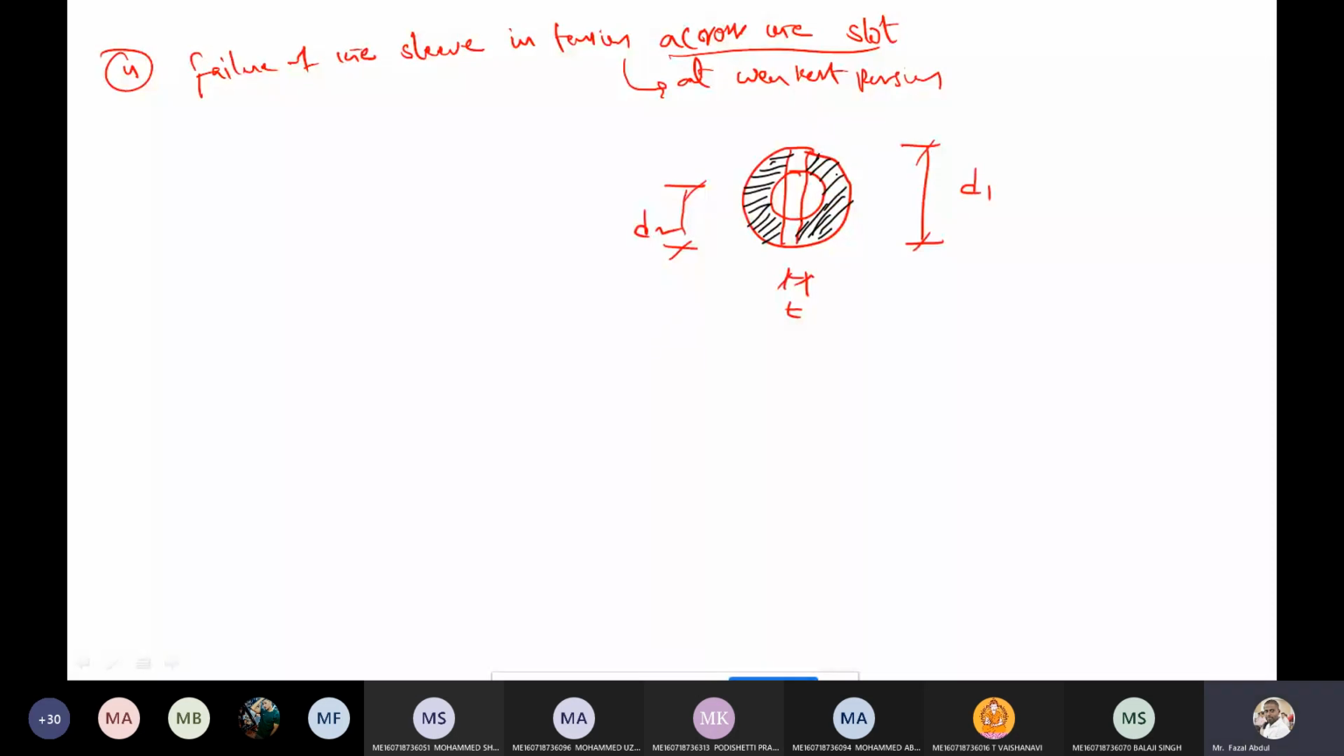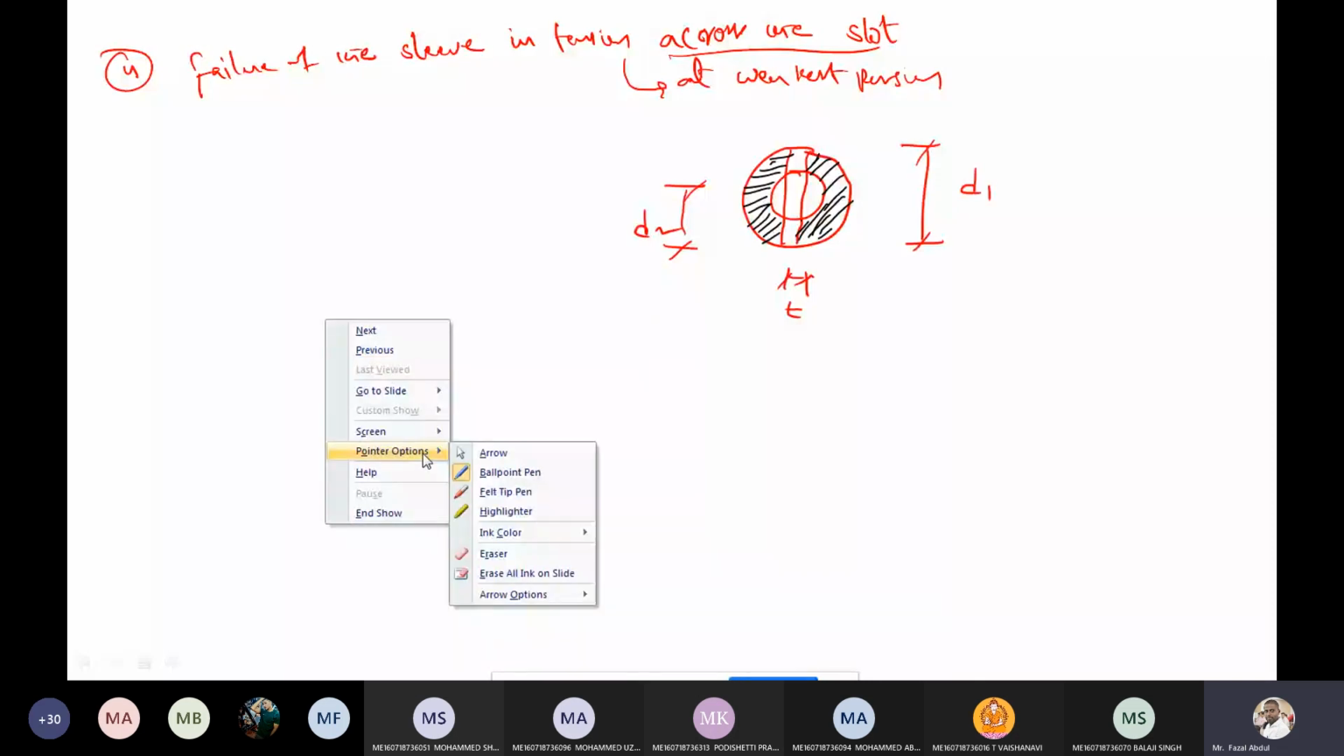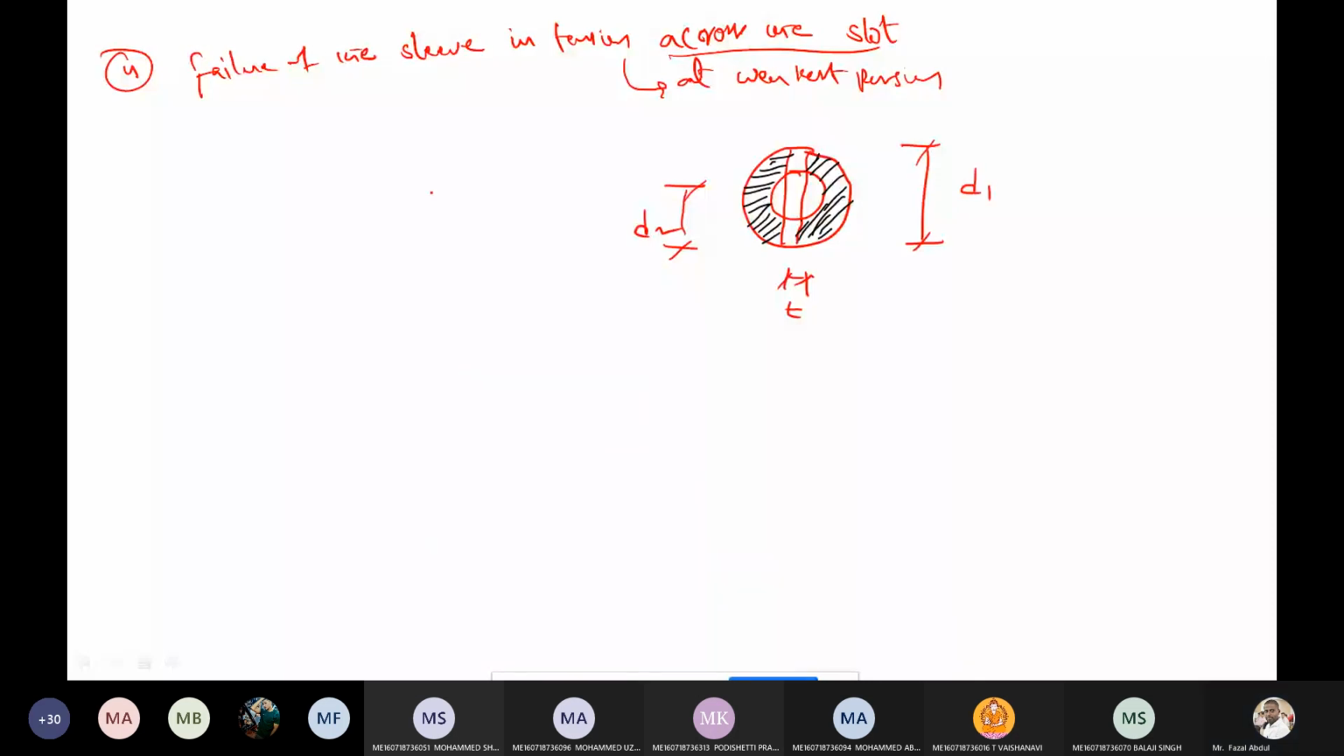So these diagrams, these cross sections, you have to draw in examinations. Now, failure of the sleeve in tension. In tension means the failure is happening due to tensile stress. Tensile stress is equal to tensile load by tensile failure area. Now the equation may be changed as PT equals sigma T into AT.